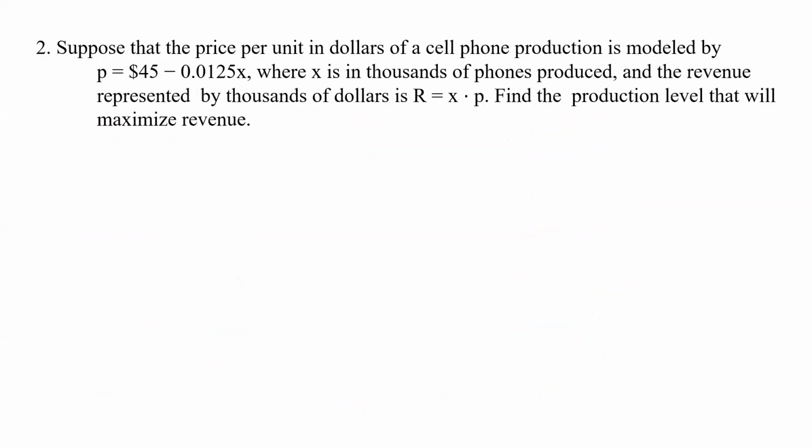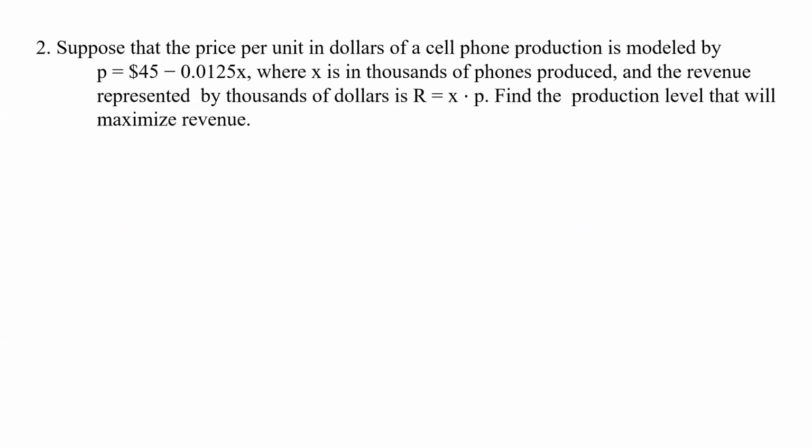So here it says, suppose that the price per unit in dollars of a cell phone production is modeled by P equals $45 minus 0.0125x, where x is in thousands of phones produced, and the revenue represented in thousands of dollars is R equals x times P. We want to find the production level that will maximize our revenues.